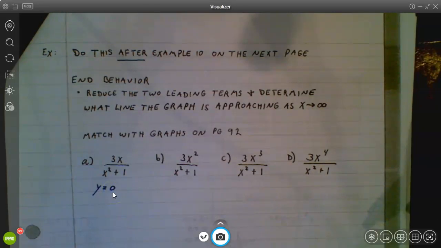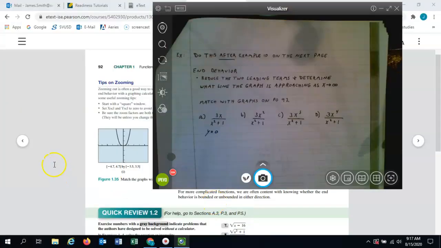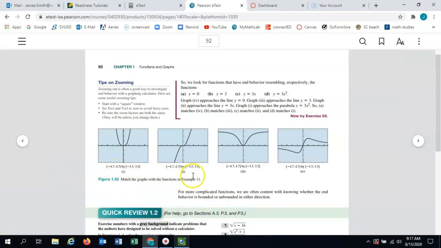So if you look at the graphs on the next page, or on our book page, which one of these graphs has a horizontal asymptote at 0? If you look right here, this is the only one that approaches 0 as x approaches infinity. As I go to the right, you can see that the function is approaching 0. So I know this would match with that first example, example A.